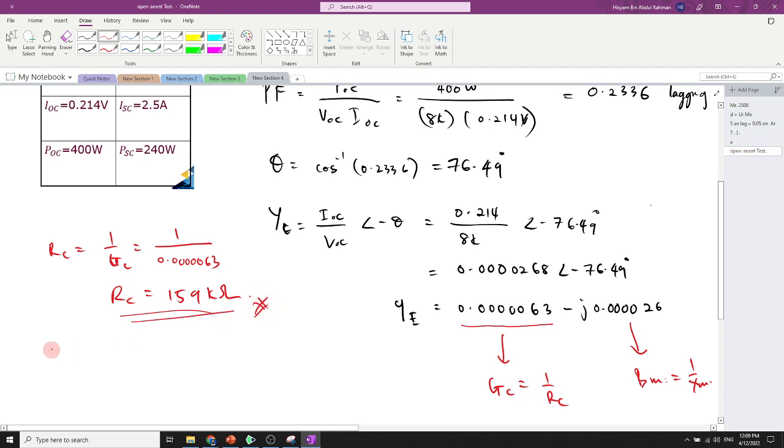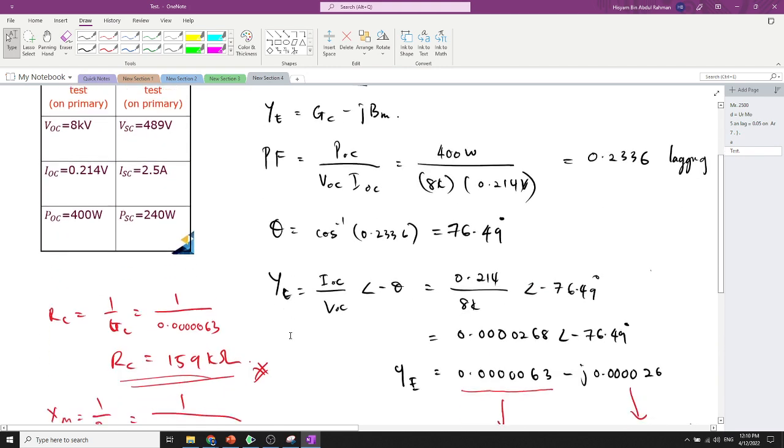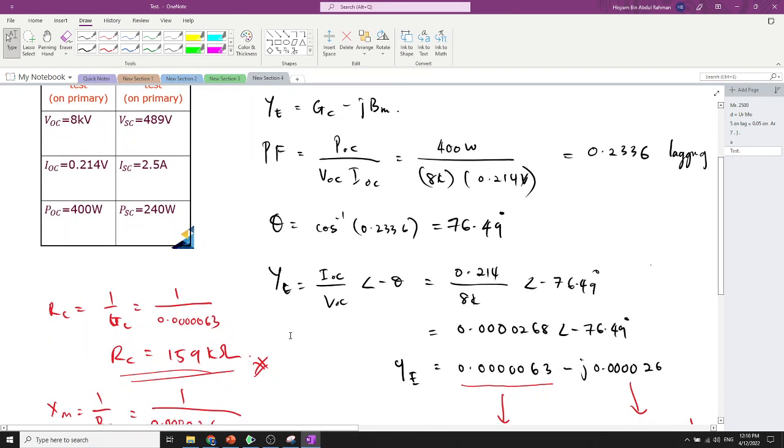And then XM is 1 over BM. Okay, so 1 over 0.000026, so equivalent to 38.4 k ohm. Okay, so this is the XM. So nampak tak dia punya flow calculation tu? Simple je sebenarnya, sangat simple.